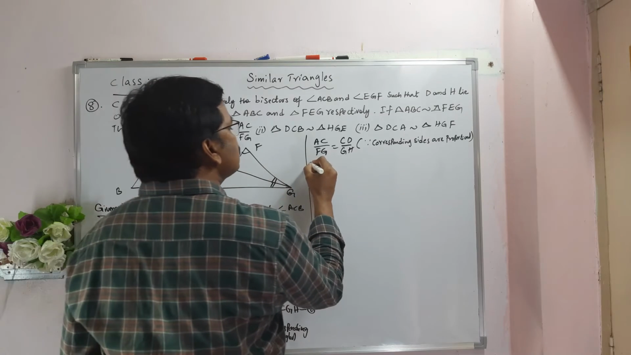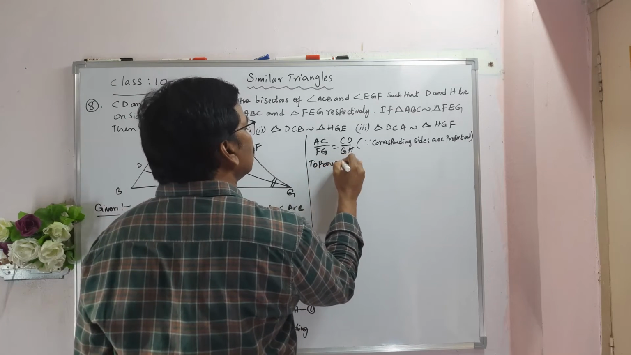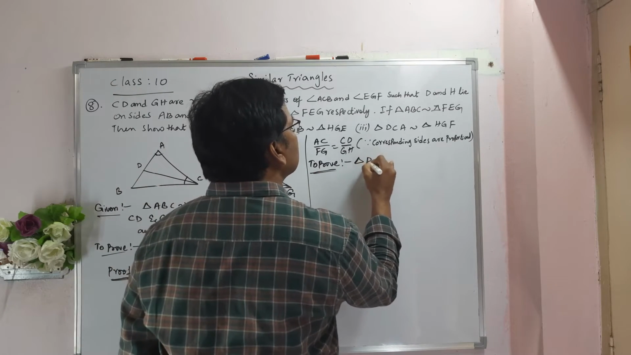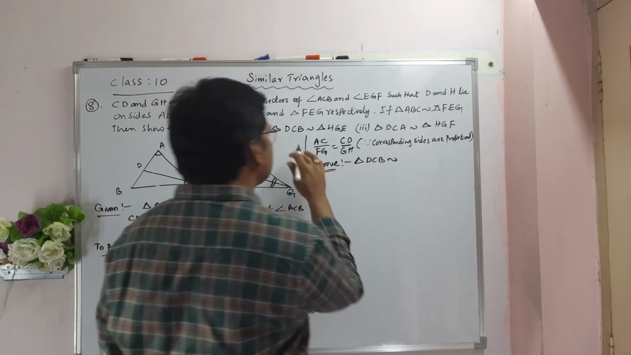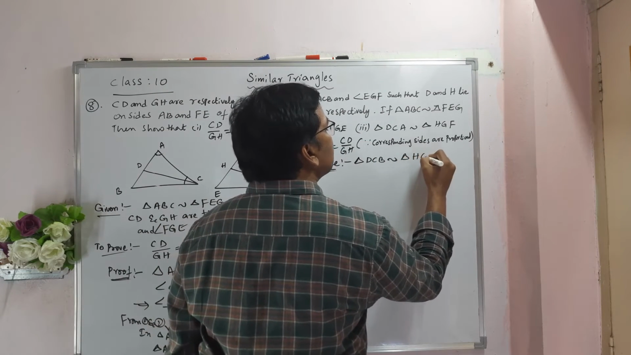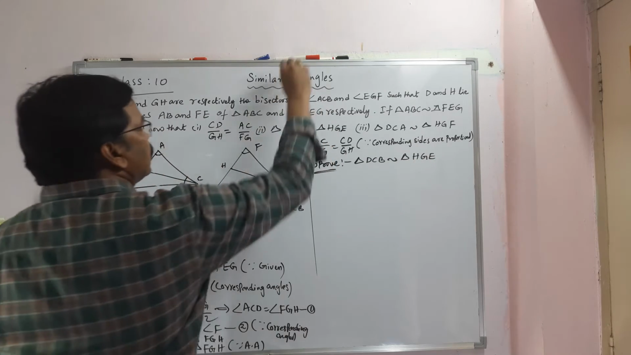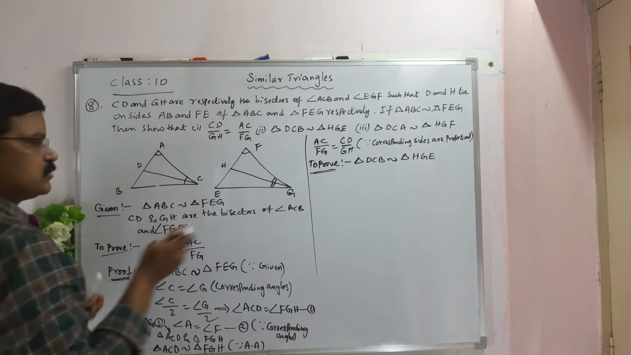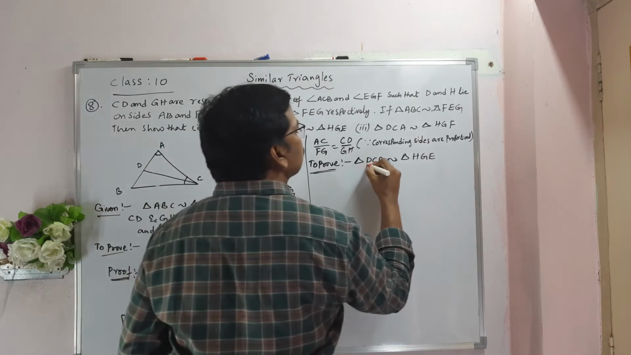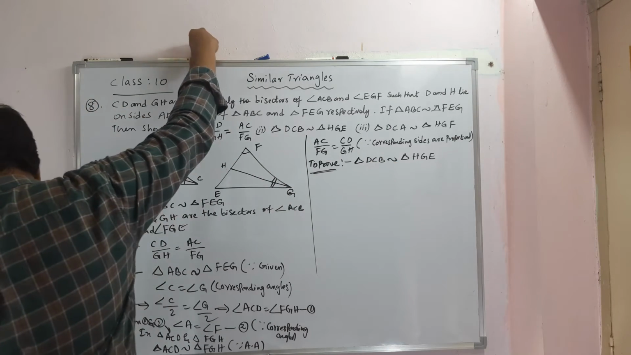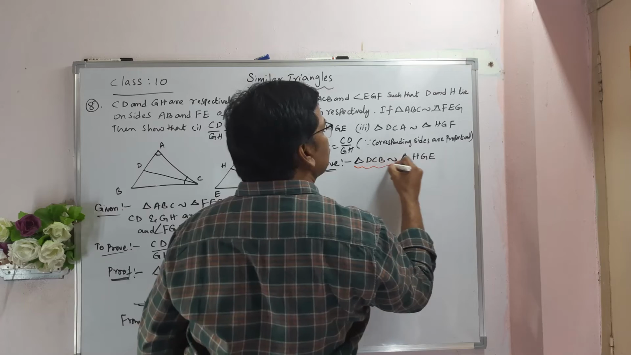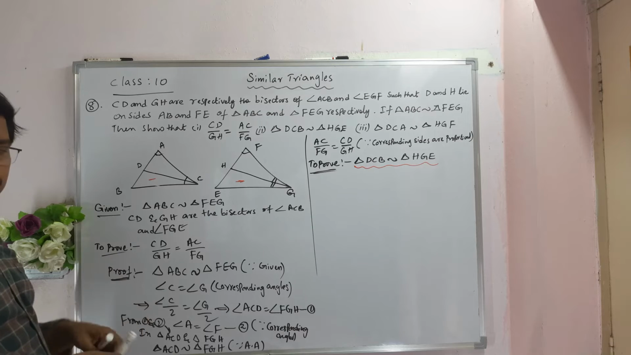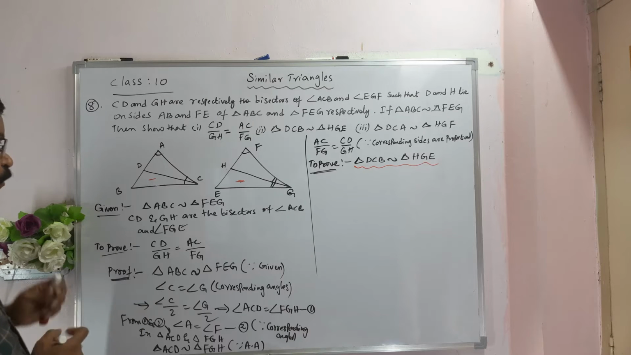Okay. Next, second one. What is to be proved here? The second step, triangle DCB is similar to triangle HGE. Look, DCB similar to triangle HGE, right? That means this triangle and this triangle we should prove similar to each other, right? Here, same.